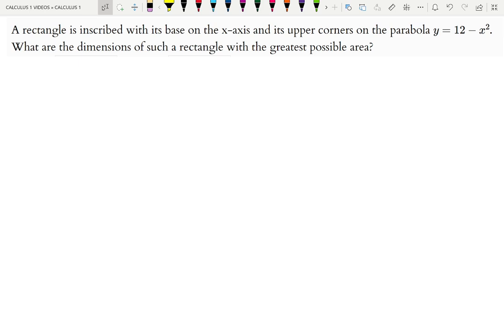A rectangle is inscribed with its base on the x-axis and its upper corners on the parabola y equals 12 minus x squared. Find the dimensions of the rectangle with the greatest possible area. This last phrase means that the objective function will be the area of the rectangle, which one is to maximize. And y equals 12 minus x squared is the restriction, which is the constraint.